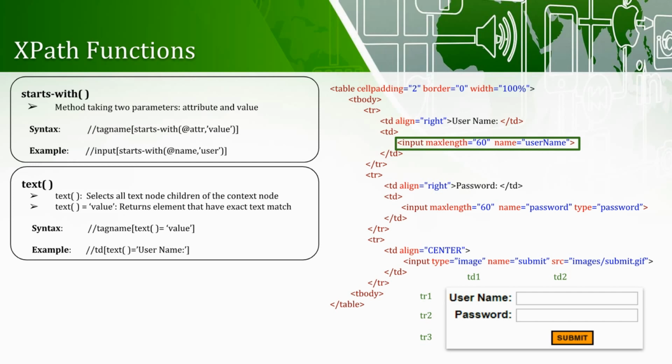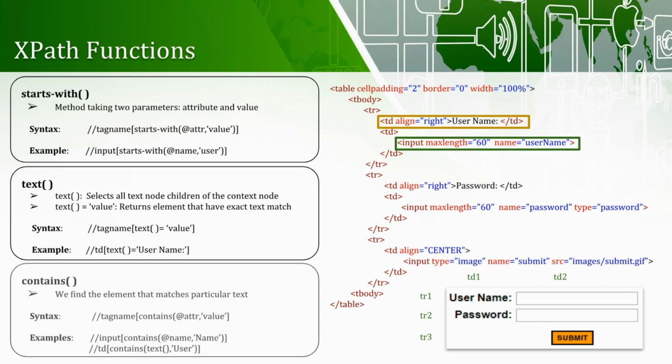The syntax is /tag name text function equals to value. In this example, if I want to locate the username label, I need to enter the exact username text. I cannot enter partial. So I have written my XPath as /tag name, which is td, text function equals to the username: and there is a space between the username. U is caps, N is caps, so it should be exact text match. This will return the username label of the web page.